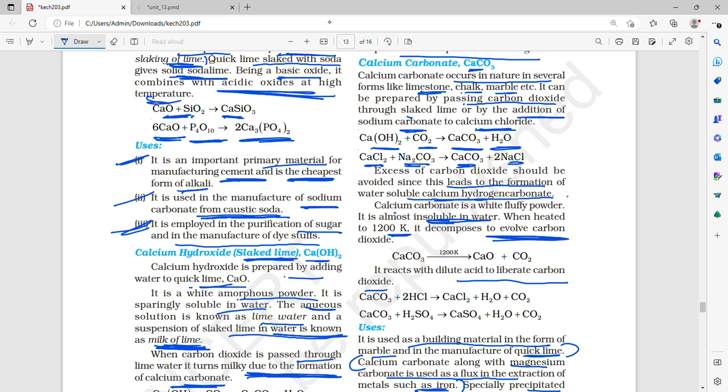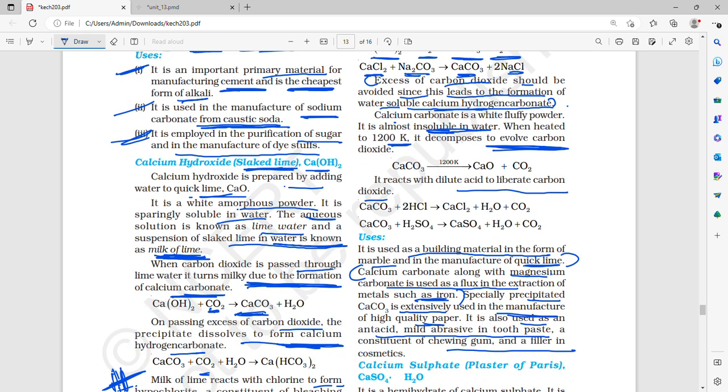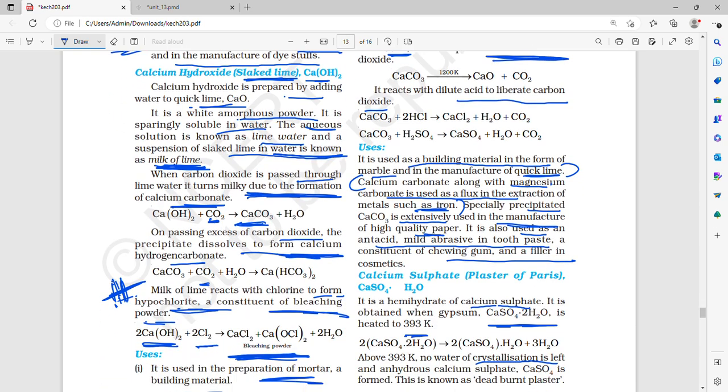Excess of carbon dioxide should be avoided since this leads to the formation of water soluble calcium hydrogen carbonate. Calcium carbonate is a white fluffy powder. It is almost insoluble in water. When heated to 1200 Kelvin, it decomposes to form carbon dioxide and quicklime, calcium oxide.